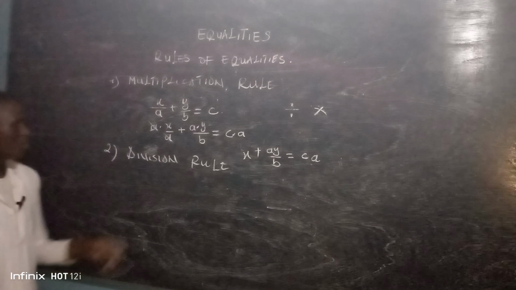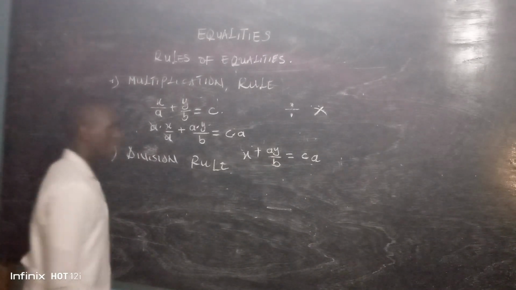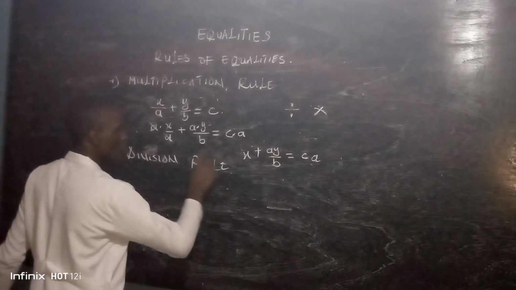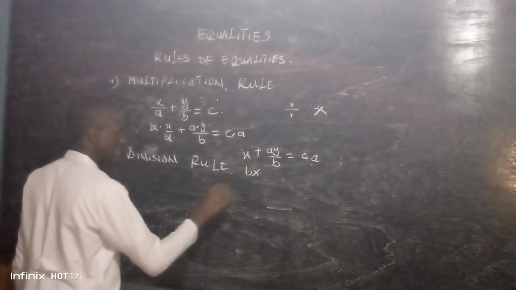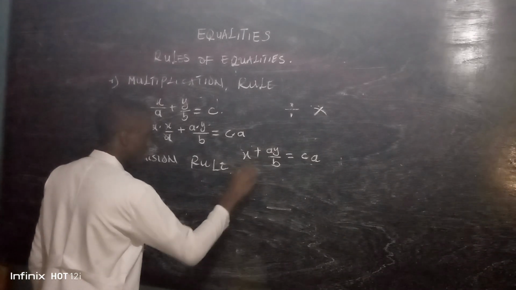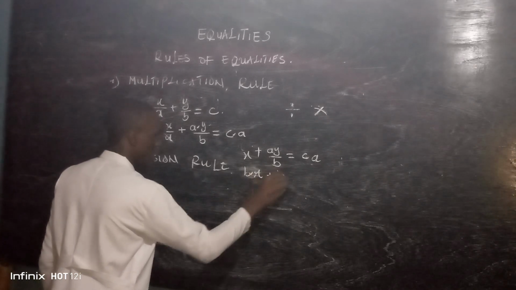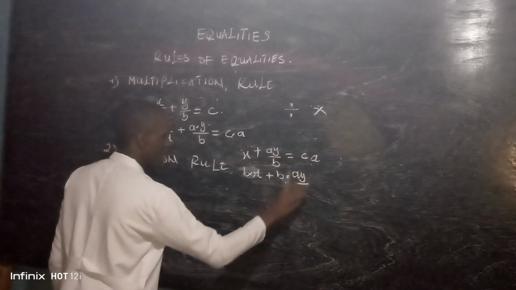Now the next thing, we have to clear this fraction off. How do we do it? Since it's divided by b, I'm going to multiply all through by b. So I'm going to have bx, that's b times x, plus b times ay divided by b.